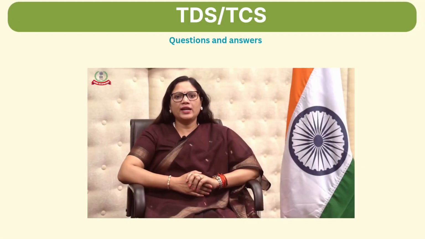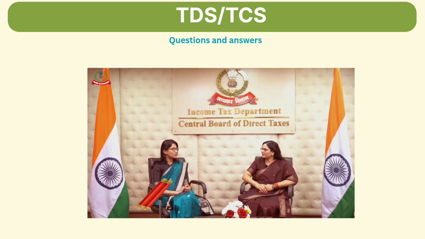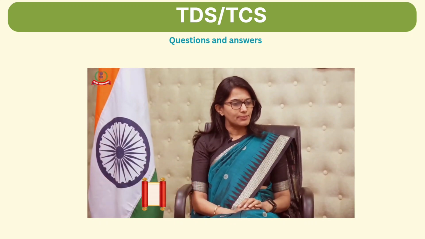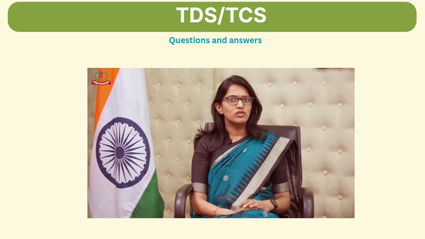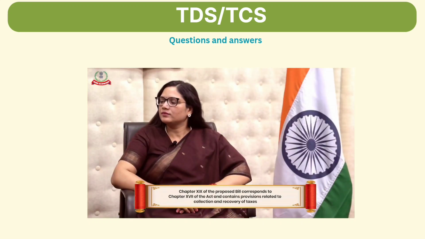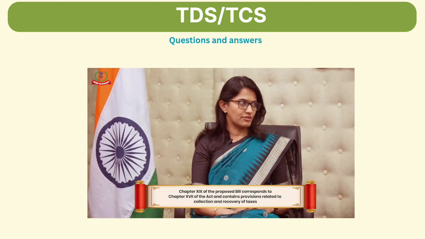So, as far as the new bill of 2025 is concerned, there is absolutely no change whatsoever in cryptocurrency as well. Would like to know the highlights of the simplification made in TDS TCS provisions. Chapter 19 of the proposed bill deals with collection and recovery of taxes, and it corresponds to Chapter 17 of our existing Income Tax Act. Part A of the chapter has provisions related to payment of taxes by way of TDS, TCS, advance tax payment, direct payment, credit of taxes, etc.